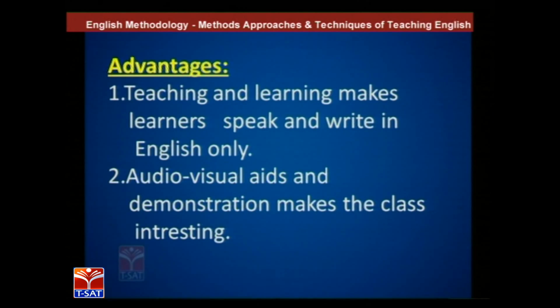So, this is making the learner speak in English, and speak or write in English only. And the next one is audio visual aids and demonstration make the class interesting. So, here in the schools we have to maintain some language labs. Based on these language labs, they come to know how exactly the word should be pronounced, so that they are at least in a position to try to pronounce it in that manner.